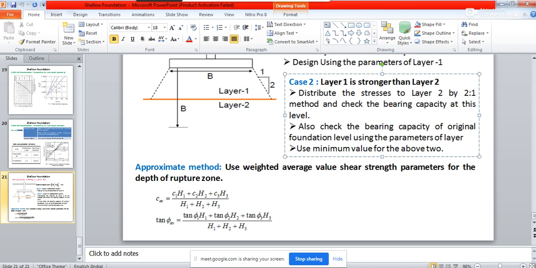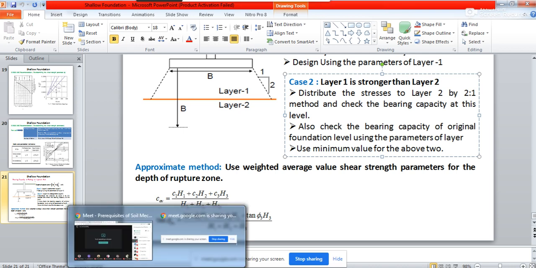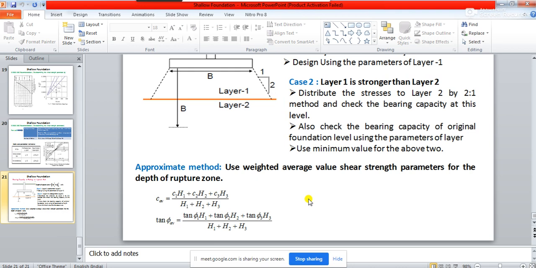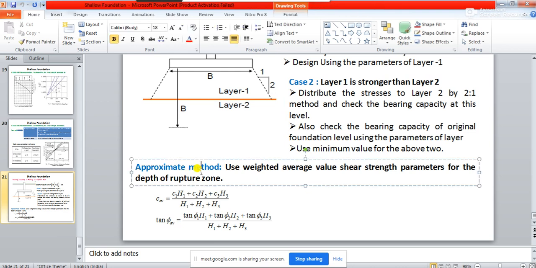Sir, yes. And sir, can we use the approximate method instead of case 1 and case 2? Yes, you can use. That is what I am saying.